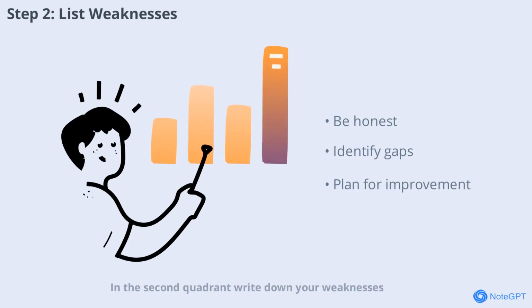In the second quadrant, write down your weaknesses. These are areas where you or your organization could improve. Don't shy away from being honest. Acknowledging weaknesses is crucial for growth. Consider things like resource gaps, skill shortages, or operational inefficiencies. With a clear list of weaknesses, you can start thinking about how to address them.